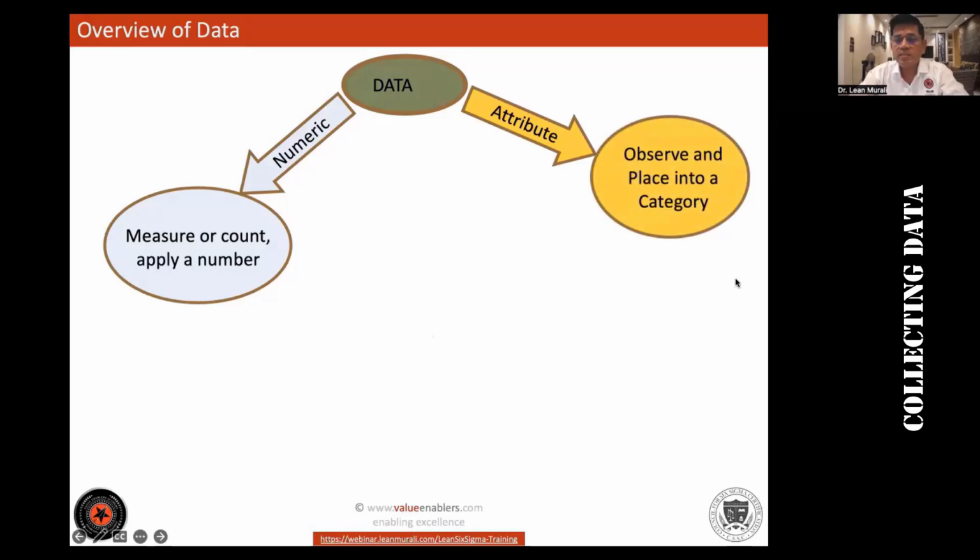Attribute means observe and place into some sort of category. That is why it is sometimes called categorical data. Okay, all of you type CD in the chat box. AD is also called CD. AD is equal to CD. Attribute data is a categorical data.